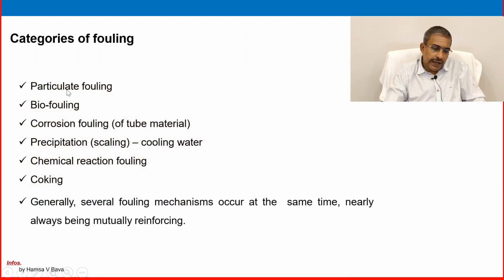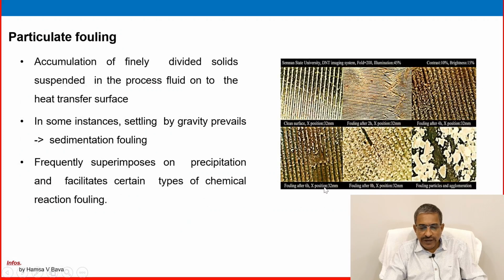Categories of fouling, which we can quickly brief: particulate fouling, biofouling, corrosion fouling of tube material, precipitation or scaling fouling because of the cooling water, chemical reaction fouling, and coking. Generally several fouling mechanisms occur at the same time, nearly always mutually reinforcing. You can say chemical reaction and biofouling because of algae, and precipitation or particulate; at a micro level, different types of fouling are involved in a heat exchanger.